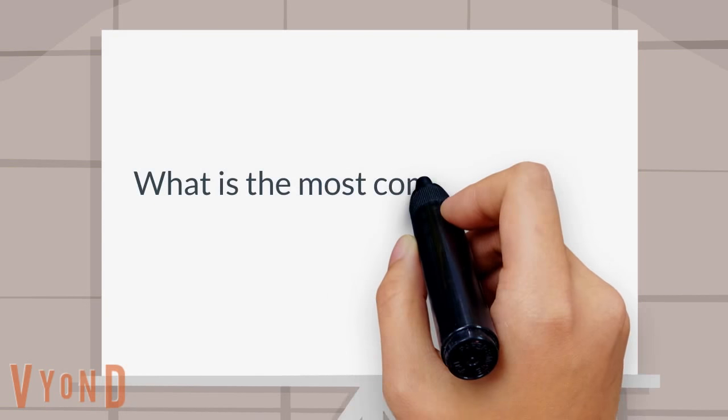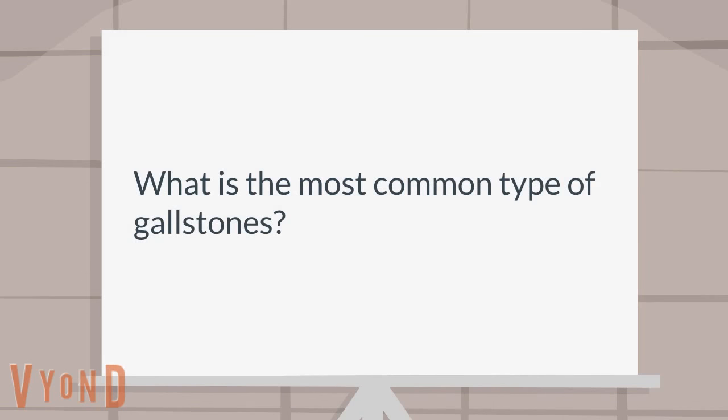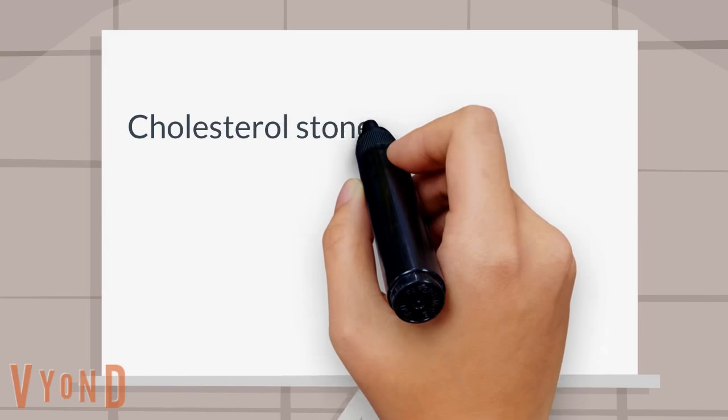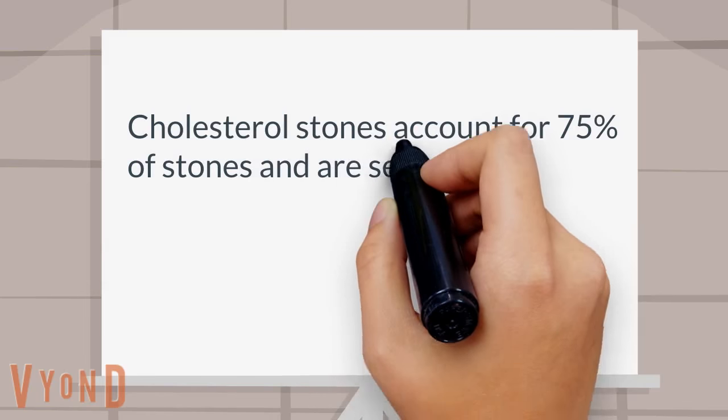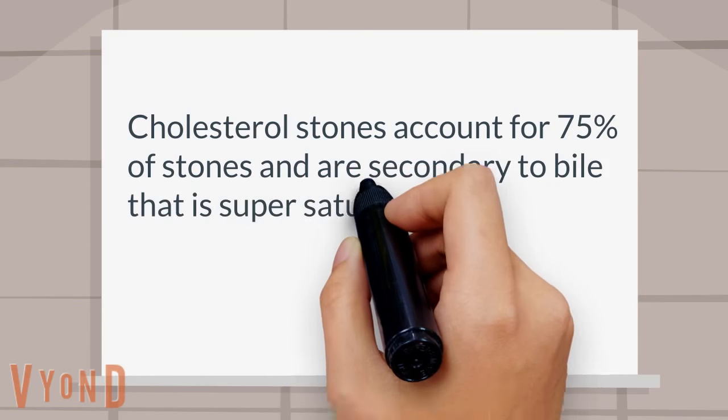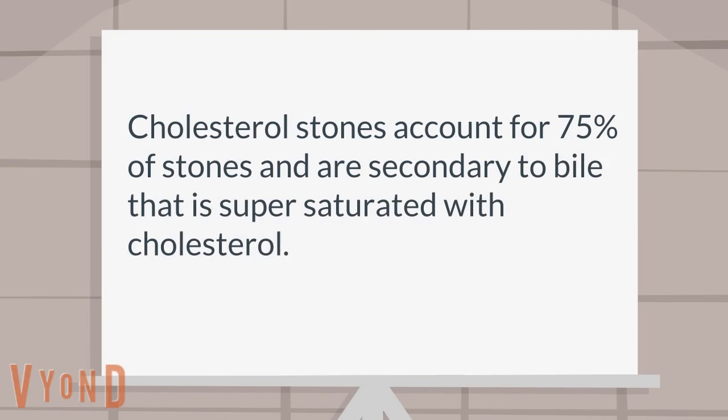What is the most common type of gallstones? Cholesterol stones account for 75% of stones and are secondary to bile that is supersaturated with cholesterol.